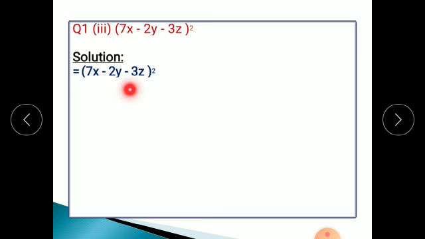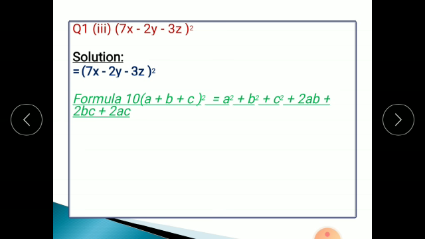Here in the first step, the question is 7x minus 2y minus 3z whole square. So definitely we will apply formula number 10, as we have the square of 3 terms. Now we have to transform the question according to formula number 10. In formula number 10 we observe that all three term signs are plus signs. But here we observe that in the last two terms we have negative signs. So we have to transform this question according to formula number 10, which states that the sign between these three terms would be plus.